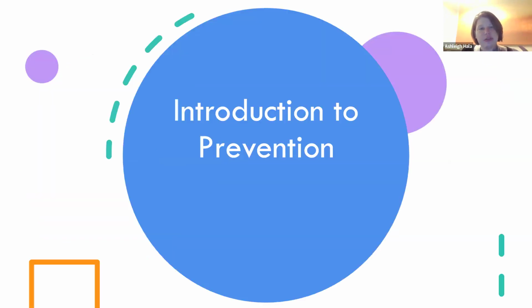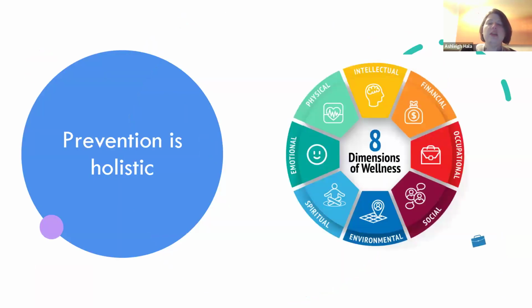So I want to start us off thinking about prevention work. What do we mean when we say that? I think it's important for us to really center in this, because it helps guide our decision making when we think about a prevention strategy. The first thing we need to acknowledge is that prevention is holistic. We need to understand and apply the fact that prevention exists across the dimensions of wellness, right? It's not just living in one or two. When we think about a particular issue like substance use, we need to think about how this fits into all of these dimensions.